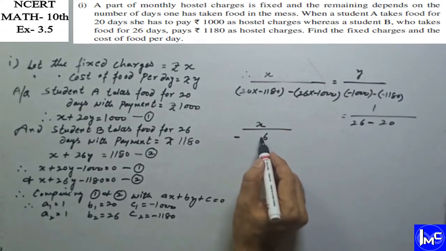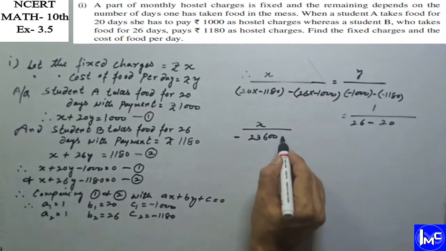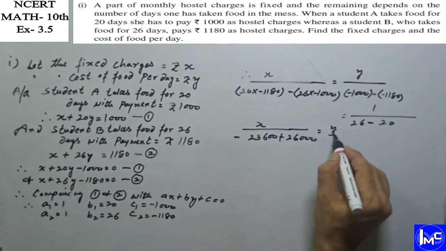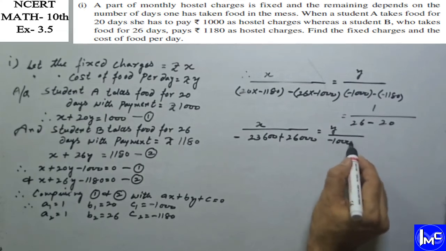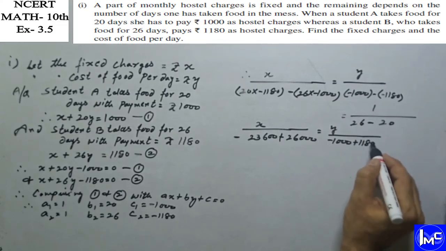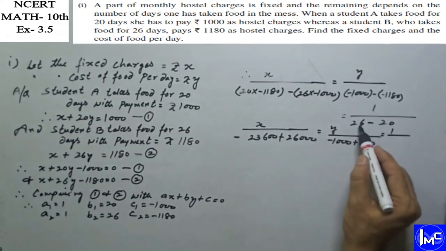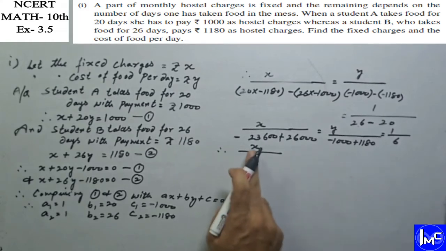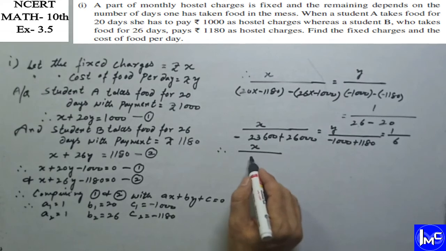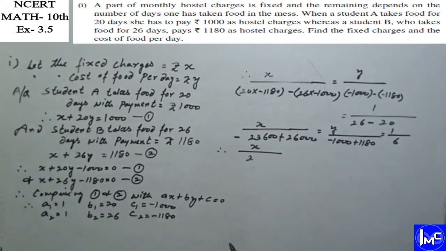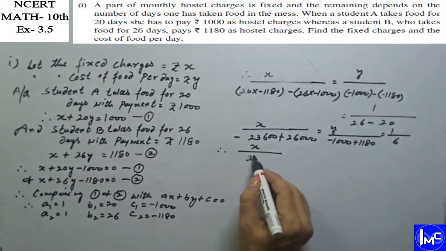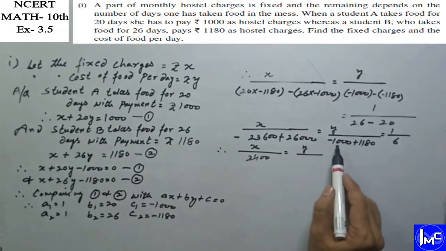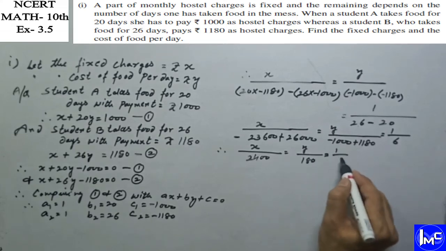So x over minus 23,600 minus minus plus 26,000, and y over minus 1000 minus minus plus 1180, and 1 over 26 minus 20 will be 6 here, and so x over 26,000 minus 23,600 will be 2400, and y over 1180 minus 1000 will be 180, 1 over 6.